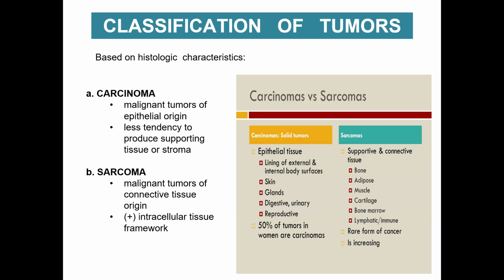As compared to sarcoma, these are the tumors of connective tissue origin. So there is a presence of your intracellular tissue framework. So examples of sarcoma are in bone, adipose tissue, muscle, cartilage, in the bone marrow, and lymphatic and immune. So basically, this is considered a rare form of cancer, but it is increasing in number.